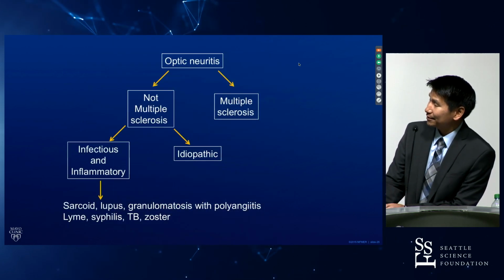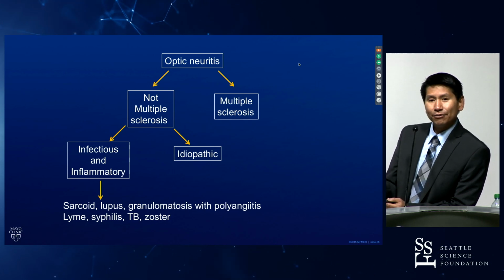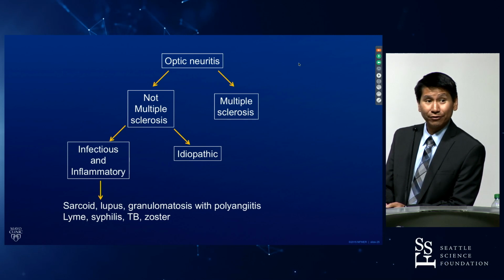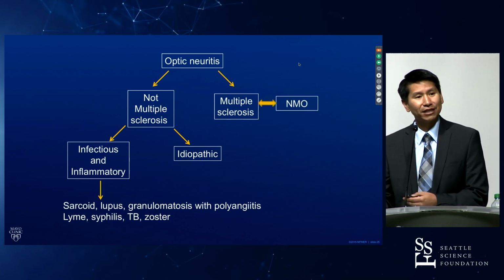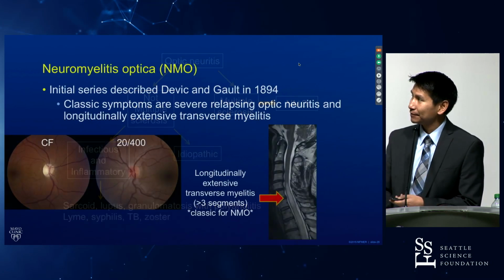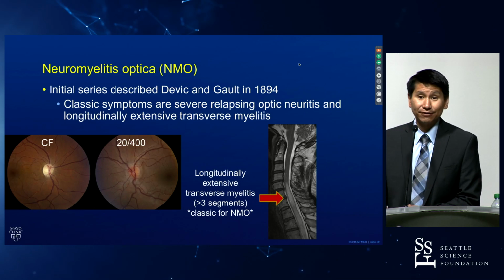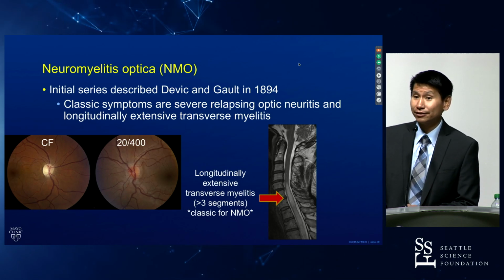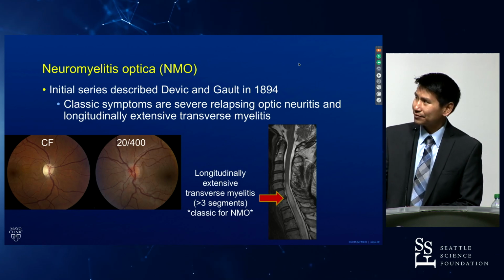Okay, going back to our chart in terms of how we approach optic neuritis, pretty much for about 15 years after the optic neuritis treatment trial, there was a lot of debate on where to put NMO in all this. Was it a subtype of MS or was it separate? We've actually known about neuromyelitis optica since 1894 when Devic and Gault first presented their series. That's why sometimes this is called Devic syndrome.